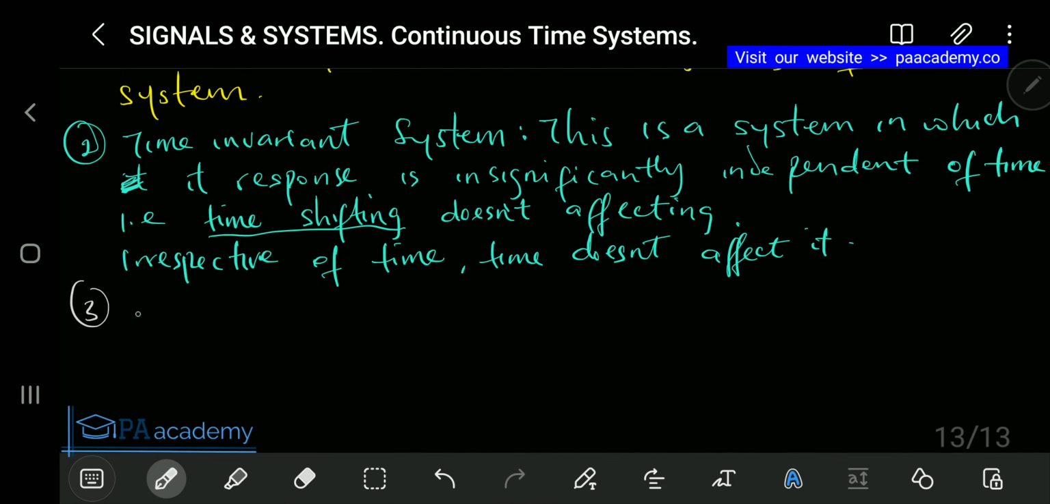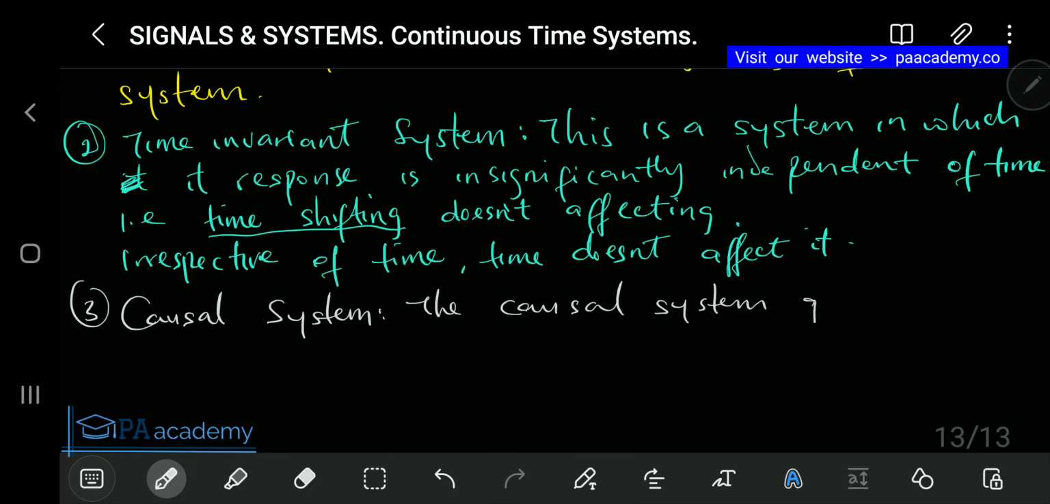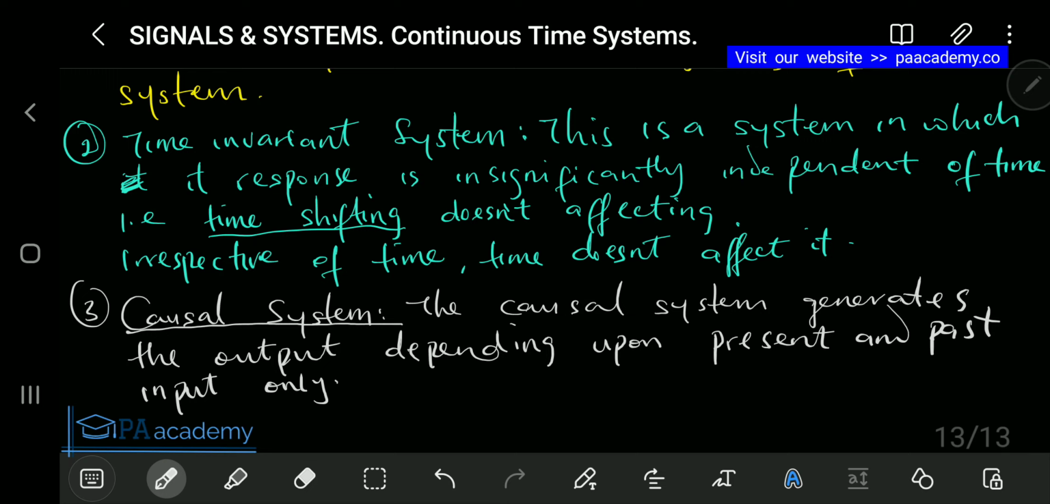So for the third one now, let's look at causal. For causal system, alright, so what can we say about causal system? So the causal system generates the output depending upon present and past inputs only. So causal system generates the output depending upon the present and past inputs only. So just take note of this.